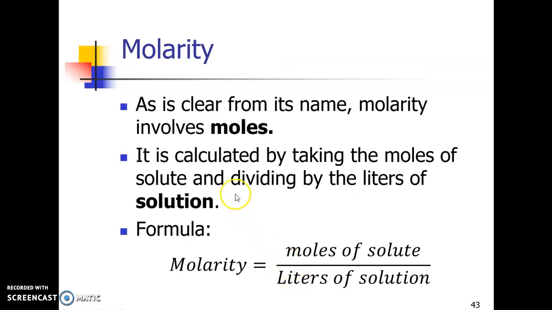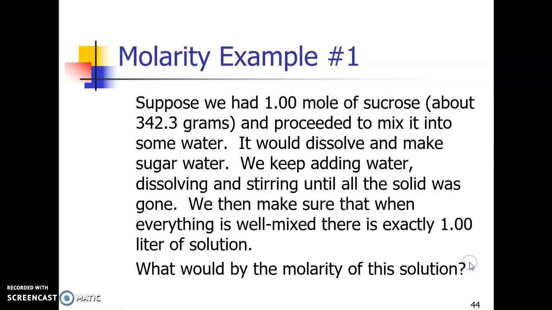Alright, so the main concentration unit that we'll use in chemistry is molarity. And as you can see, the name comes from moles. It's calculated by taking the moles of solute and dividing it by the liters of solution. So the formula is molarity equals moles of solute divided by liters of solution. And that's the equation that we'll use to do most of these calculations.